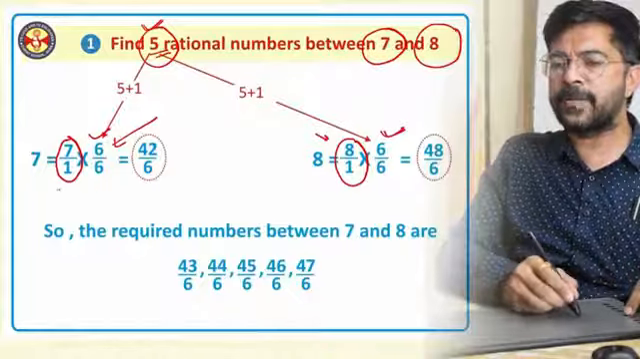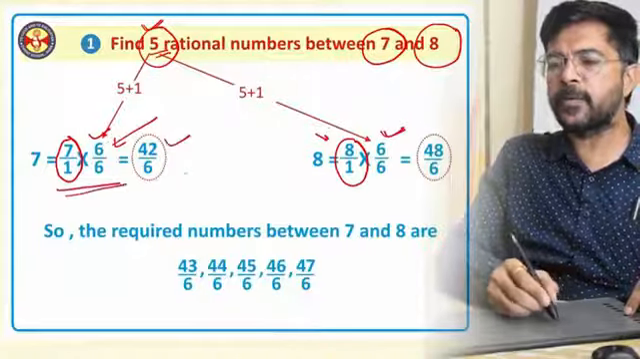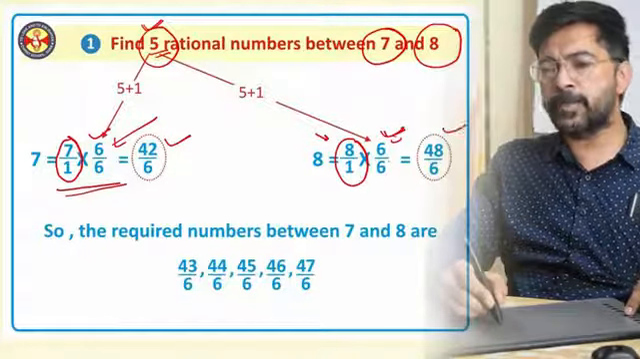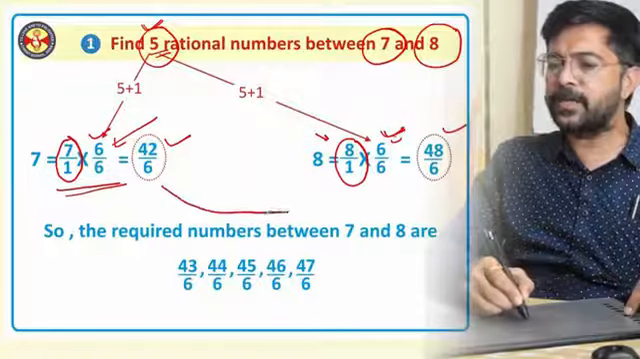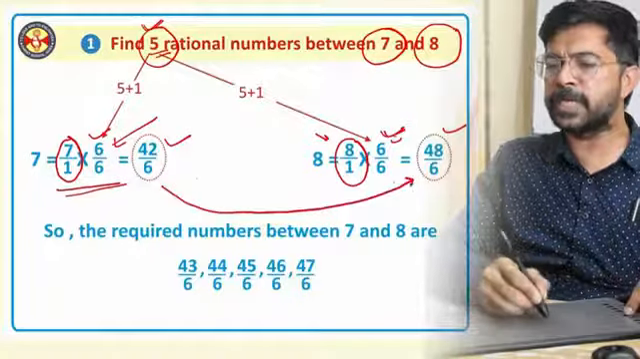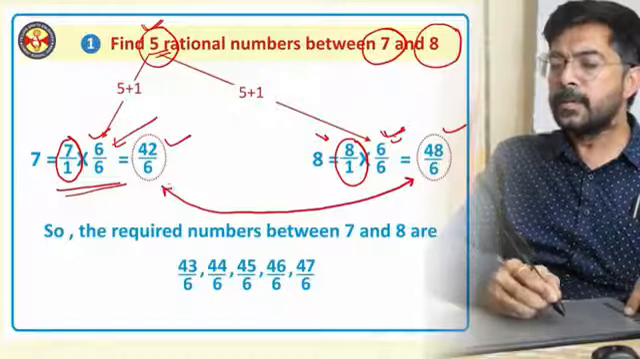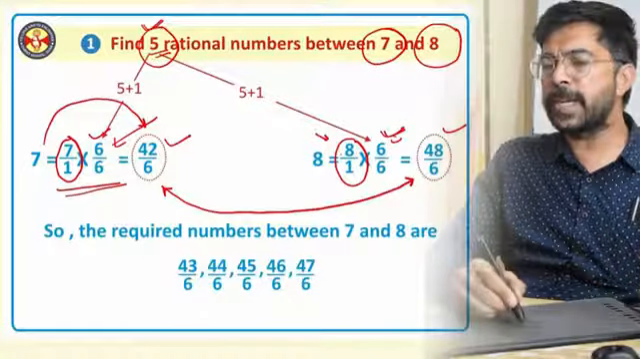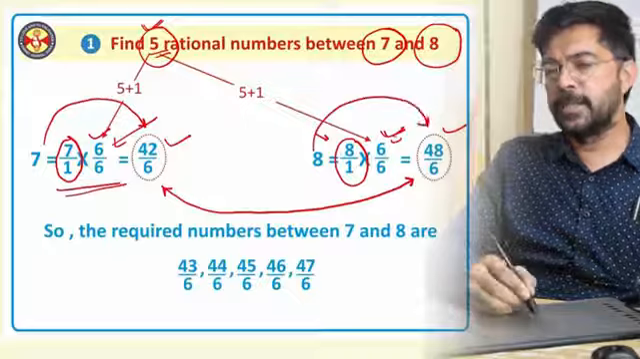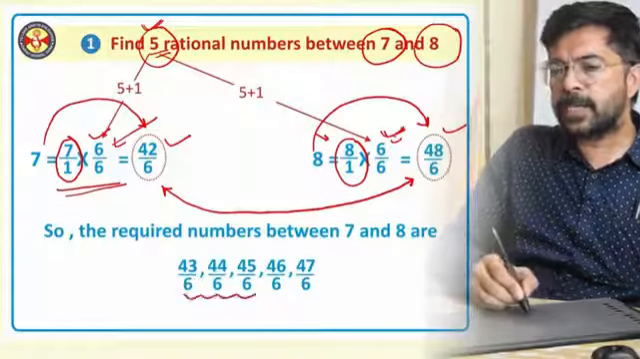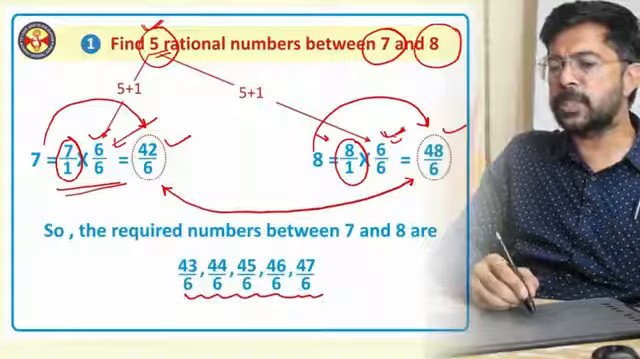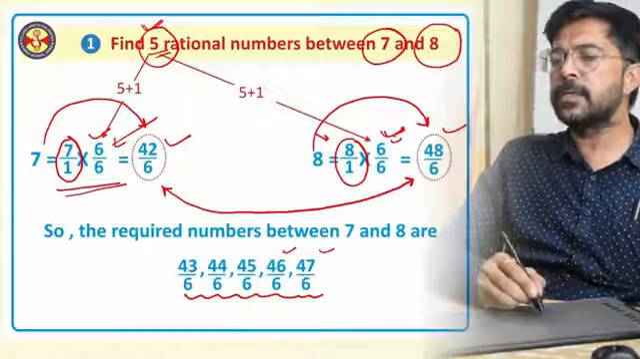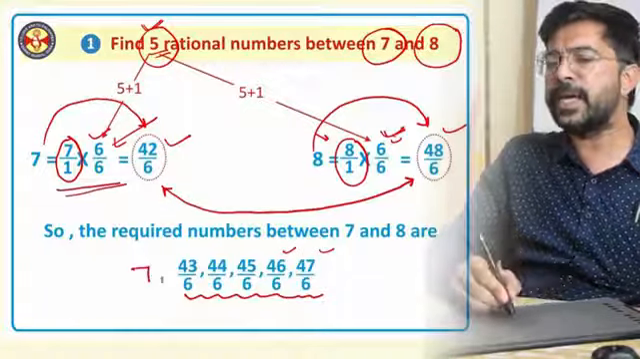So when you multiply 7 upon 1 by 6 upon 6, we get 42 upon 6. When we multiply 8 upon 1 by 6 upon 6, we get 48 upon 6. Now easily we can write five rational numbers between 42 upon 6 and 48 upon 6. Means the number 7 becomes 42 upon 6 and the number 8 becomes 48 upon 6. So here are five rational numbers: 43 upon 6, 44 upon 6, 45 upon 6, 46 upon 6, 47 upon 6. So these are five rational numbers between 7 and 8.